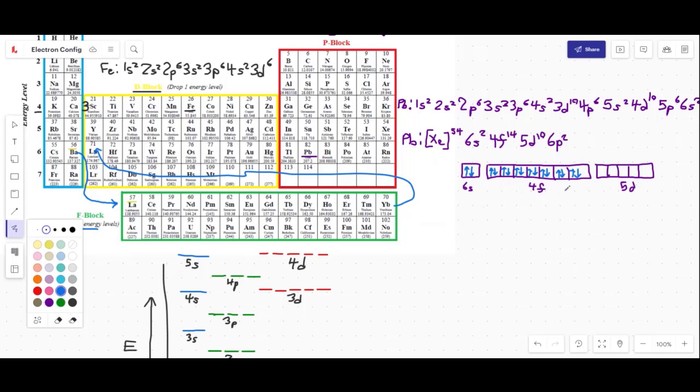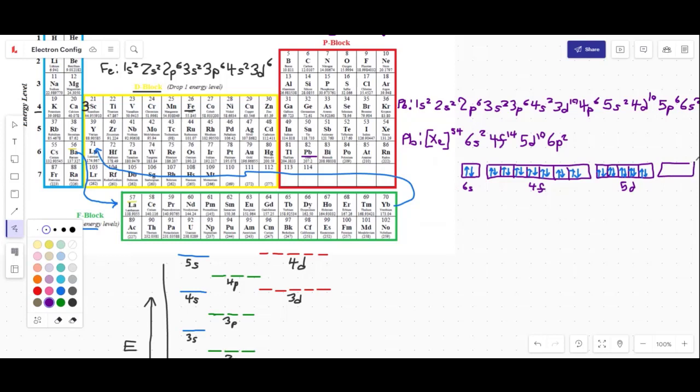All right, so there we go. And with the 5D, once again, it's 5D10. So 1, 2, 3, 4, 5, and 6, 7, 8, 9, 10. So each arrow represents 1 electron, and the opposite directions represent opposite spins. And now we have our 6p2.